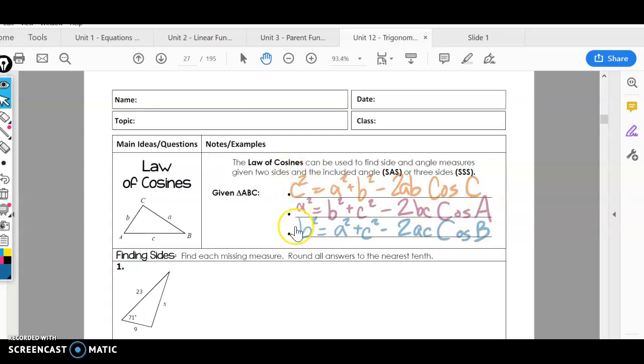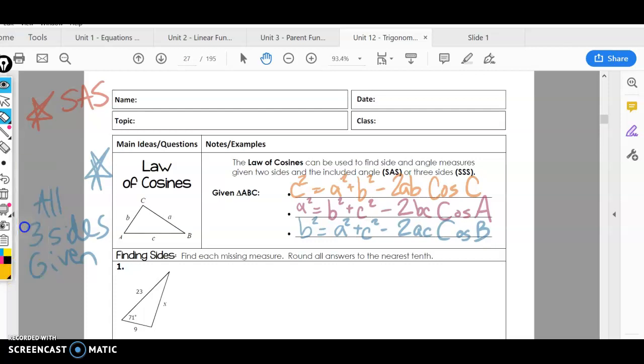Another important thing about the law of cosines is that we use it when we have all three sides. When all three sides are given, that's when we use it, as compared to the law of sines. And we also use it when we have a side, an angle, and a side. So the angle is in between the two sides.